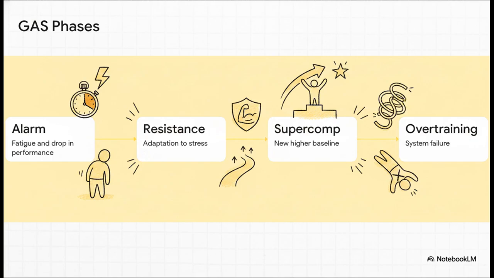The entire foundation of periodization comes down to Hans Selye's general adaptation syndrome. Honestly, it's basically the hero's journey, but for an athlete's body. First, you introduce the stress of training. This triggers the alarm phase. Fatigue accumulates, and surprisingly, performance actually drops. But then the body fights back during the resistance phase, adapting to the stress. If you time it perfectly, you hit supercompensation, arriving at a brand new, higher baseline of power. But be careful. Push too hard without enough rest, and you enter overtraining, where the whole system just fails.